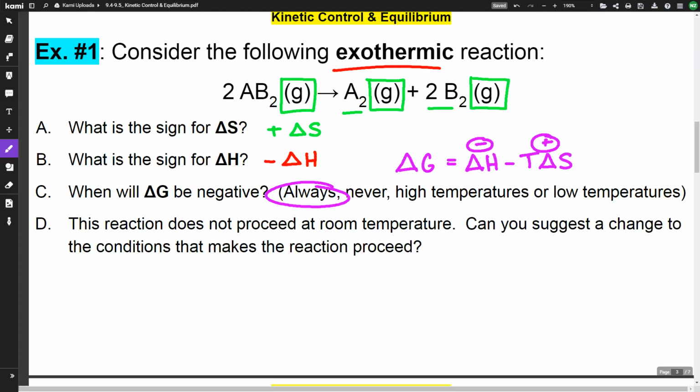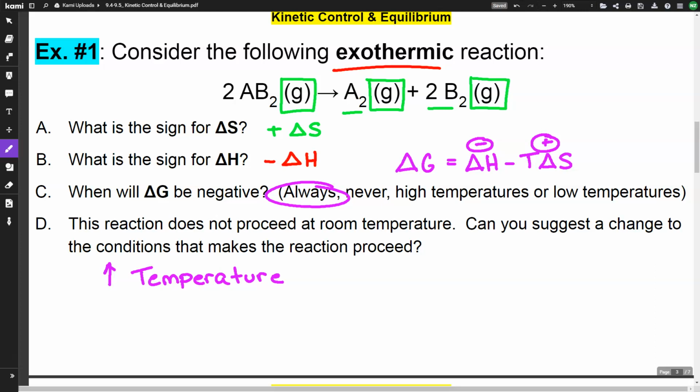All right, D says, this reaction does not proceed at room temperature. Can you suggest a change to these conditions that will make the reaction proceed? Okay. So thermodynamically, it says it's supposed to happen, but it's not happening. So what do we have to do to make the reaction happen? Well, we can increase the temperature, right? We increase the temperature, that's going to cause the particles to move faster and therefore collide with more energy.